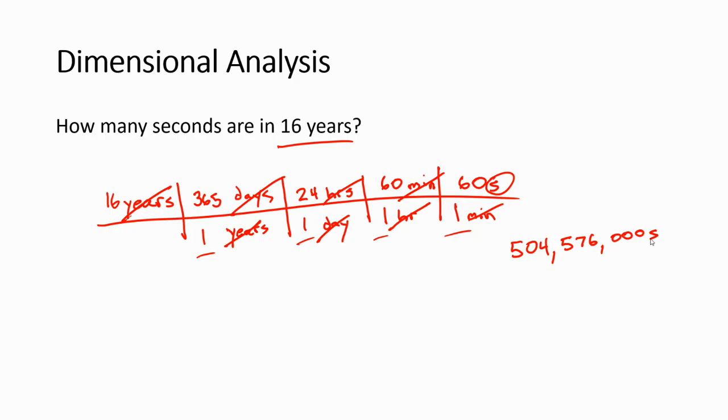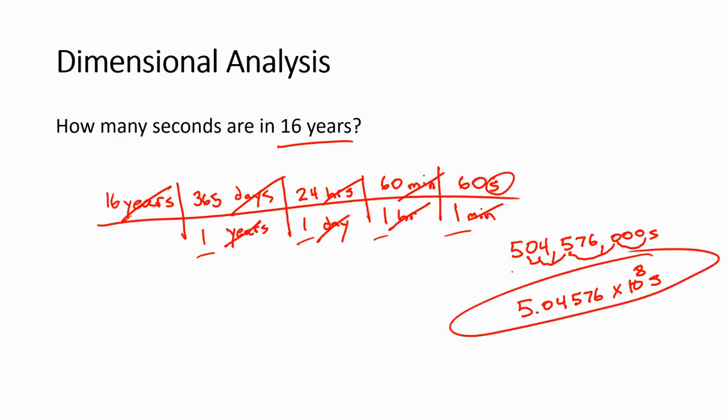Let's say I asked you to put it into scientific notation. How would we do that? Well, remember, we're going to move the decimal to give us a number or a mantissa that is between 1 and 10. So I could say this is 5.04576 times 10, and I move my decimal place in this case 8 times, 10 to the 8th seconds. And that's how many seconds are in 16 years.